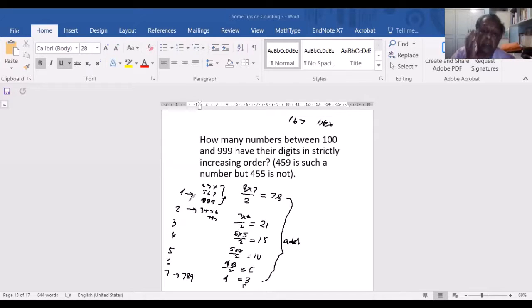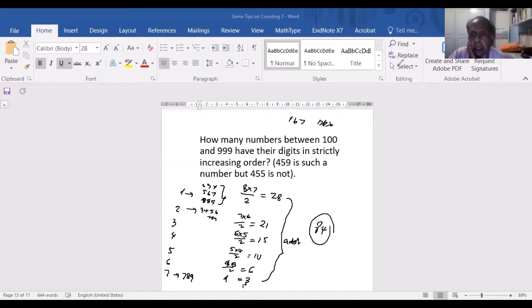So the trick was to fix the starting point. How many in the 200s, how many in the 300s, and so on, and then add up everything. And if you work out all this, you get 49, 64, 74, 80. You get 84. So there are 84 such numbers.